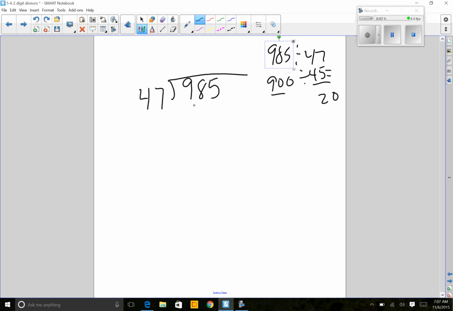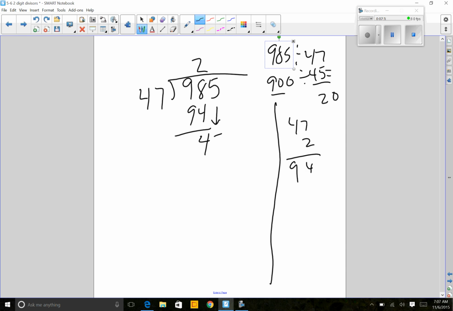47 goes into 98. Well, I'm going to think to myself, I know there are two 45s in 90. I'm going to draw a little line here to give myself some space. 47 times 2, I get 94. So that's good. I'm going to put 2 here, 94, subtract to get 4, and bring down the 5. So 4 was lower than 47, so that was okay. Now, 45 is lower than 47, so I can't divide 47 into 45.